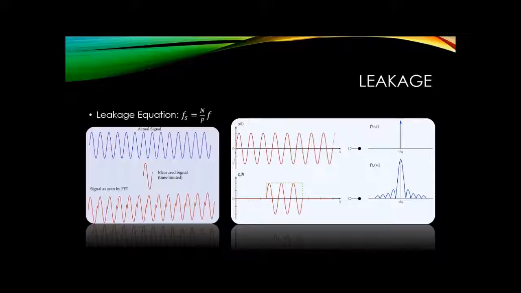Now, in a real system, there's always going to be a little bit of uncertainty with your frequency. And so you will always get some amount of leakage, but if you don't pick your sampling frequency and number of samples properly, that can be a much more significant contribution. And so you want to be wary of that when you're doing your sampling.